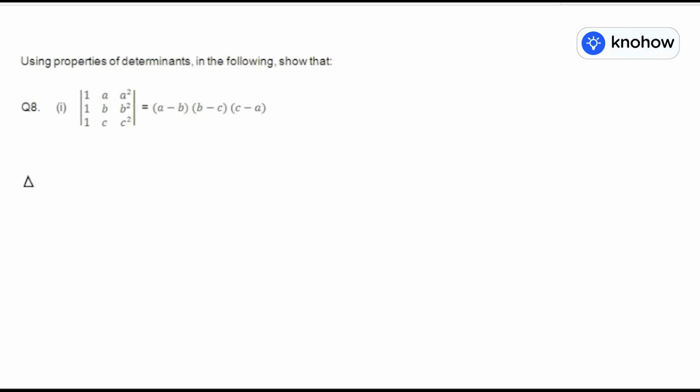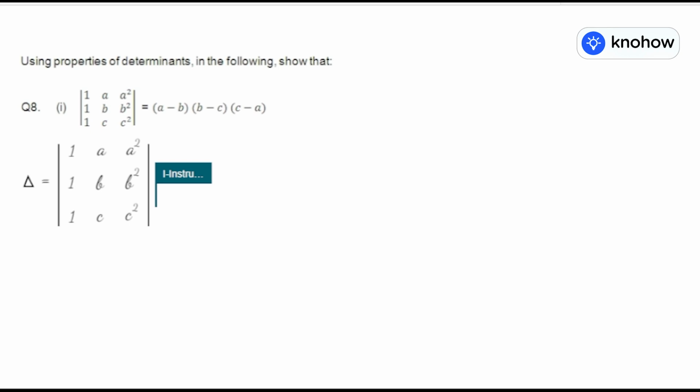Using properties of determinants, show that the determinant with rows (1, a, a square), (1, b, b square), (1, c, c square) equals (a minus b)(b minus c)(c minus a). So consider the determinant. The elements of the first column are 1, 1, 1. That of the second are a, b, c, and the third are a square, b square, c square.